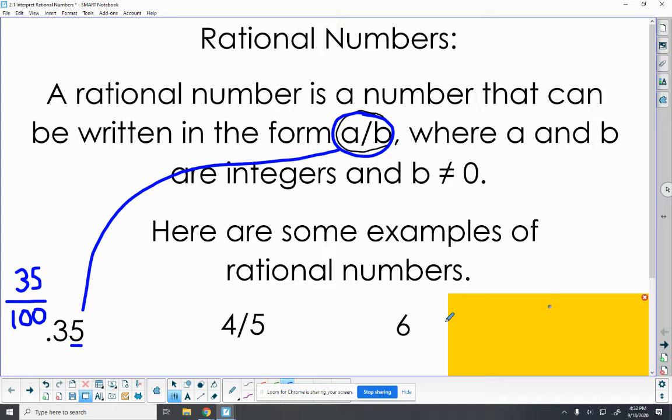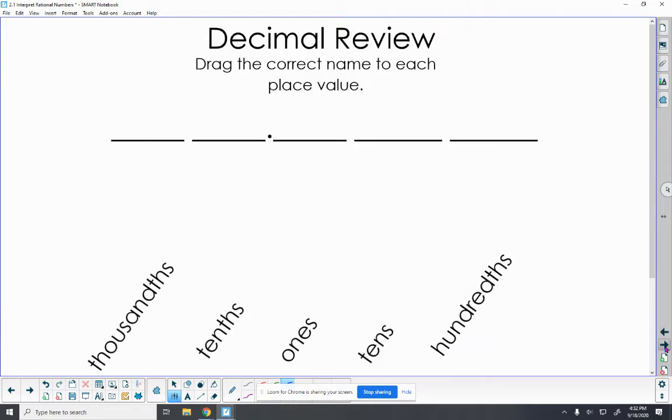The number 6 is an integer, and it's also a rational number. 6 is a whole number, but I can put it over 1 and make it a fraction. So all of the whole numbers are also rational numbers. And one more example, you can also have whole numbers mixed with fractions and decimals to create a rational number. So essentially, most numbers are rational numbers. Fractions and decimals that end nicely, positive and negative, are all rational numbers.